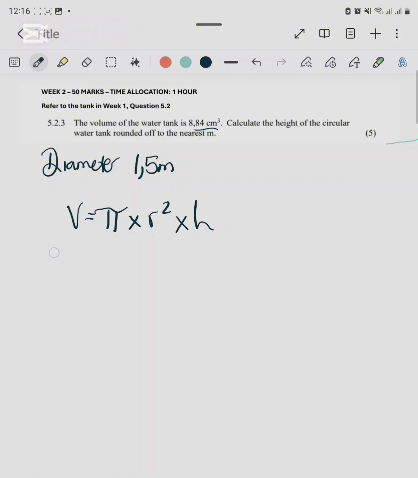Well, the first thing we know is the volume. So we know it's 8,84 meters cubed. Sorry, not meters, centimeters cubed. We also know that pi is 3,142. We know the radius is 0,75 squared. And the height is what we're asking, so I'm going to put a question mark there. Okay, so I've just filled in everything that we need for this question.